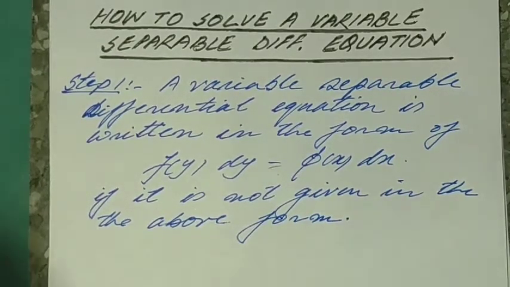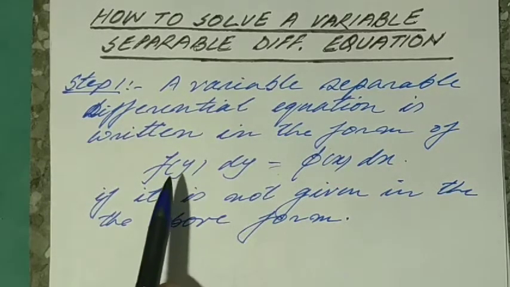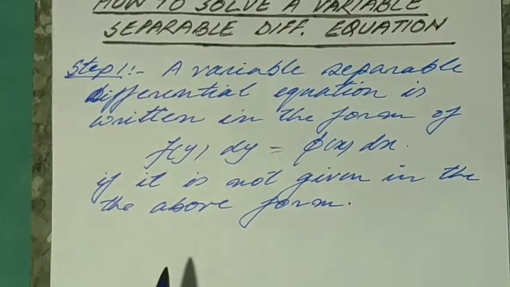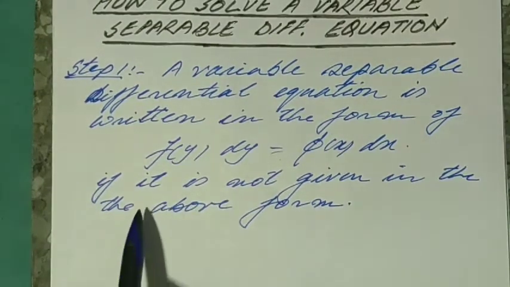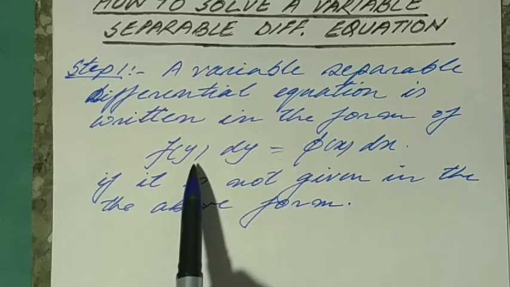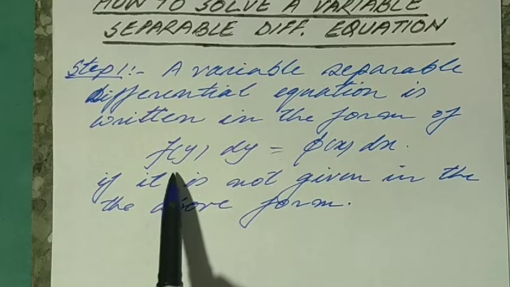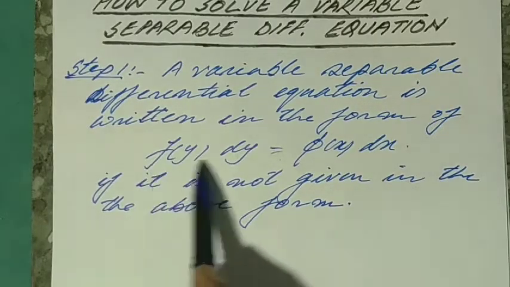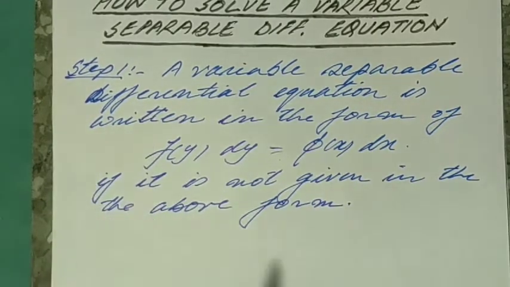That is, first we observe that the given differential equation is a variable separable differential equation, so first we have to observe whether it is written in the form f(y) dy is equal to phi(x) dx, and if it is not written in this form, first we have to write the differential equation in this form, transposing all the terms of y and the dy operator on the left hand side and transposing all the terms of x and dx operator on the right hand side. If the differential equation is given right in this form, the first step should be skipped.